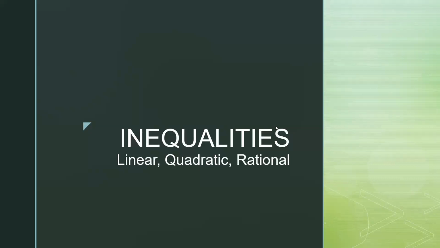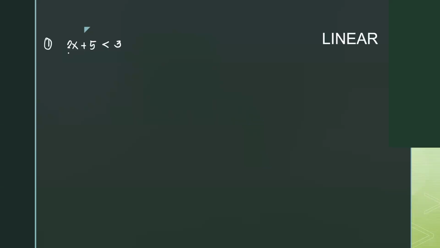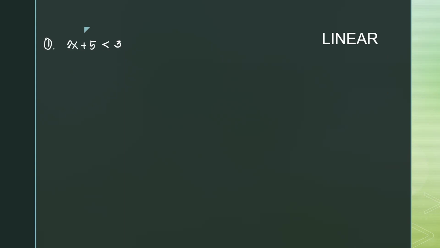Okay, so let's go to linear inequalities first. So what's an example? I'll just give some examples and then let's solve. For example, say 2x plus 5 is less than 3. So first, this is an inequality. For a linear inequality, we have to solve, di ba? For x, just like an equation.